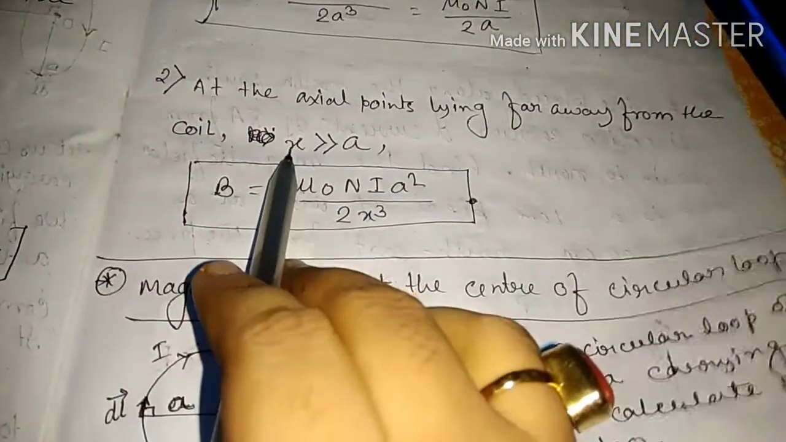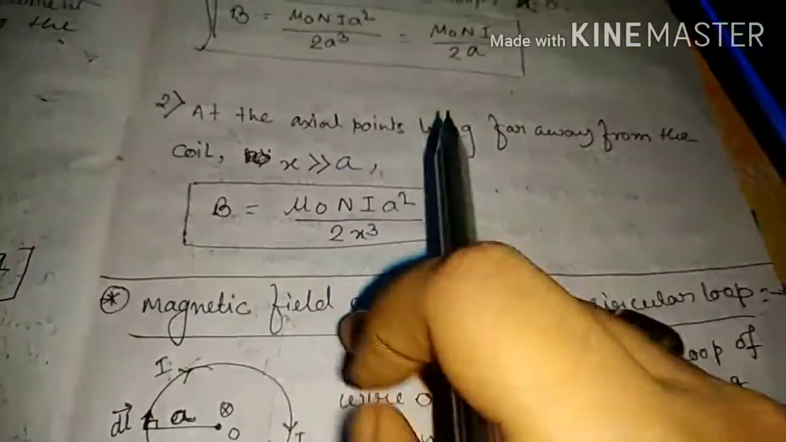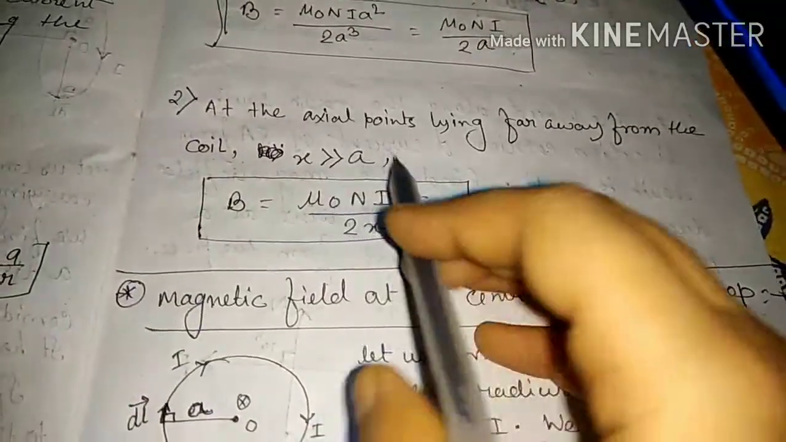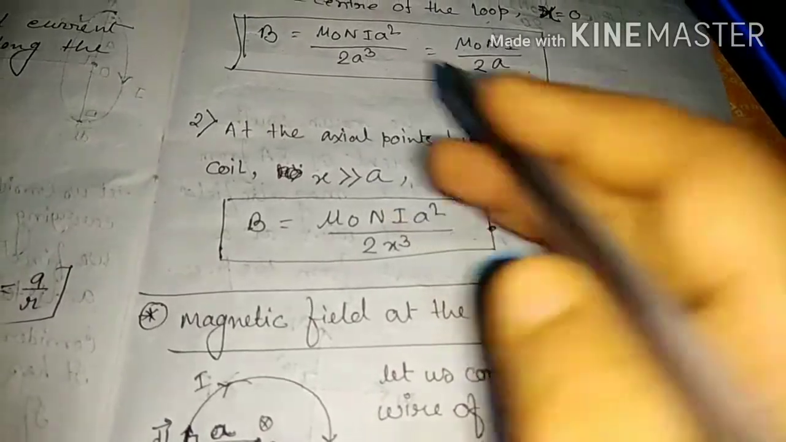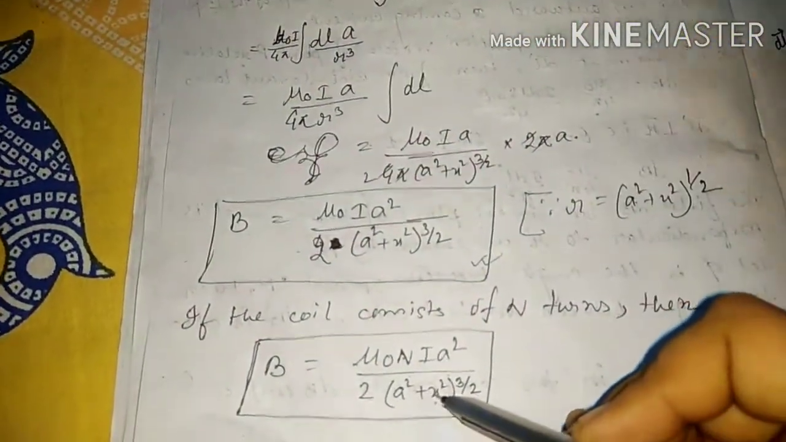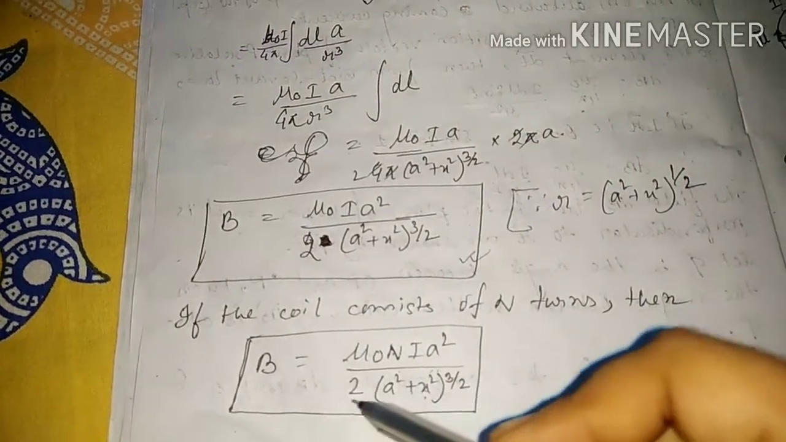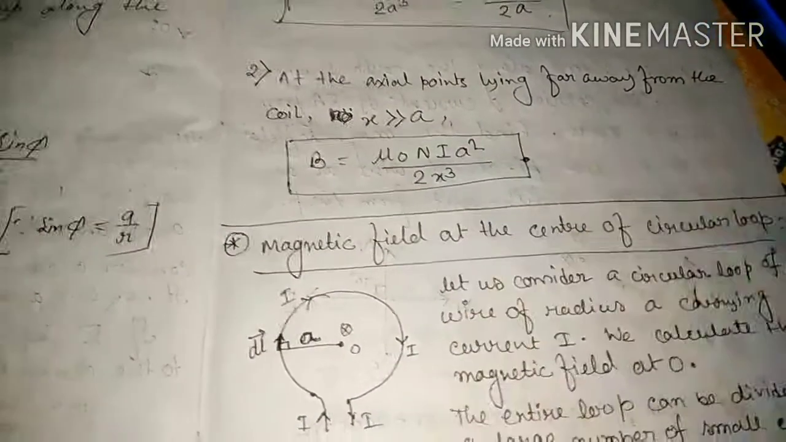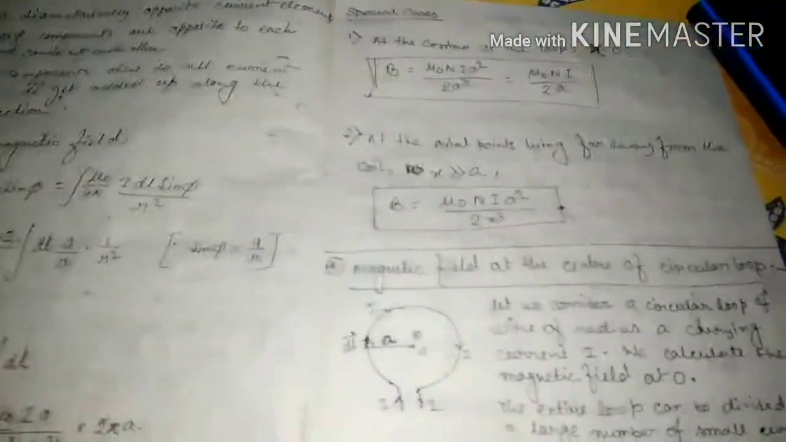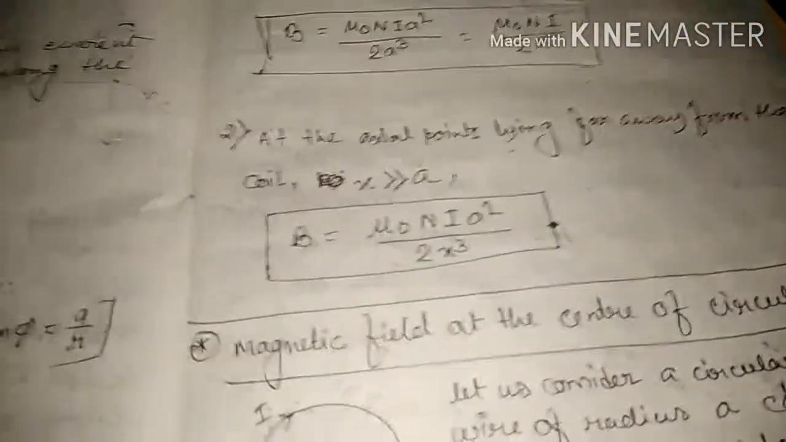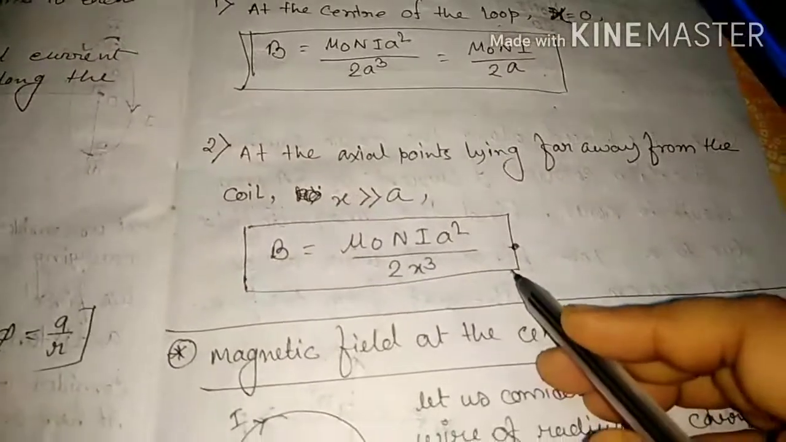And if we consider that the distance X is very much greater than the radius of the circular loop, we can neglect the A square term. If we neglect the A square term, only the X square term is there, so we get 2X cube. So B equals mu 0 n I A square by 2X cube. This is for an axial point lying far away from the coil. If the point P lies very far from the coil, then we can use this one.